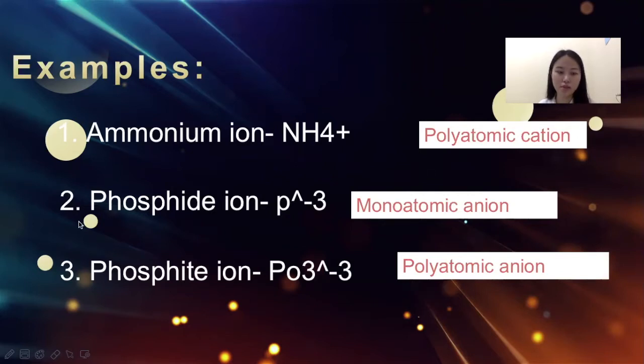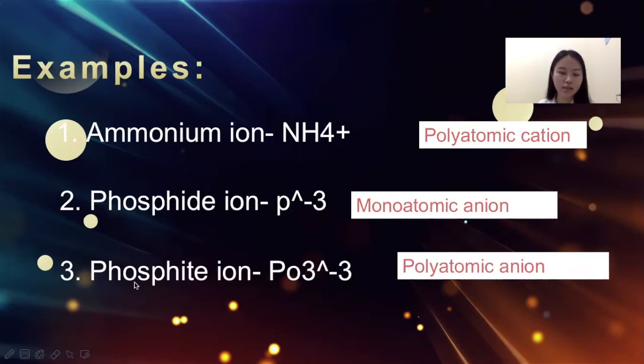Example number 2, phosphide ion. The chemical formula of phosphide ion is P^-3. As you can see here, it's a negatively charged ion, so it is an anion, and it has only one single atom, so it is considered a monoatomic anion.